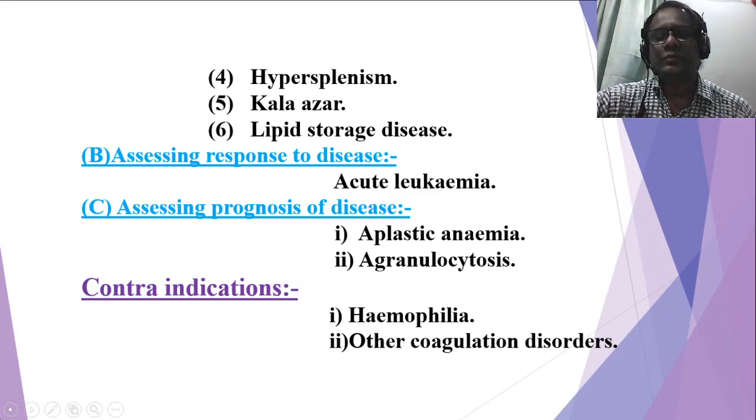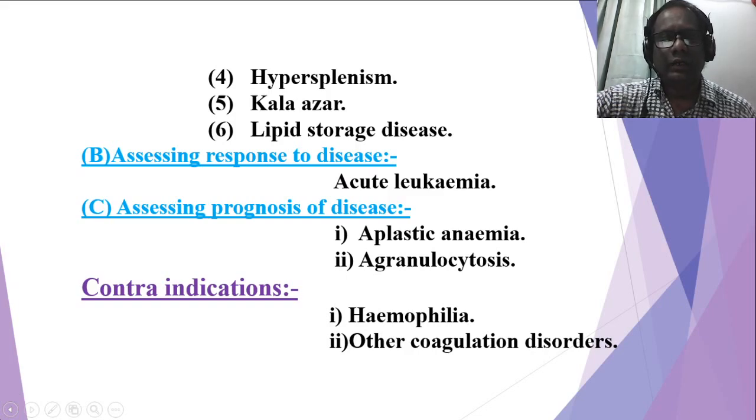Then assessing response to treatment, acute leukemia, and assessing prognosis of the disease, aplastic anemia, agranulocytosis. There is contraindication of bone marrow study: hemophilia, other coagulation disorders.